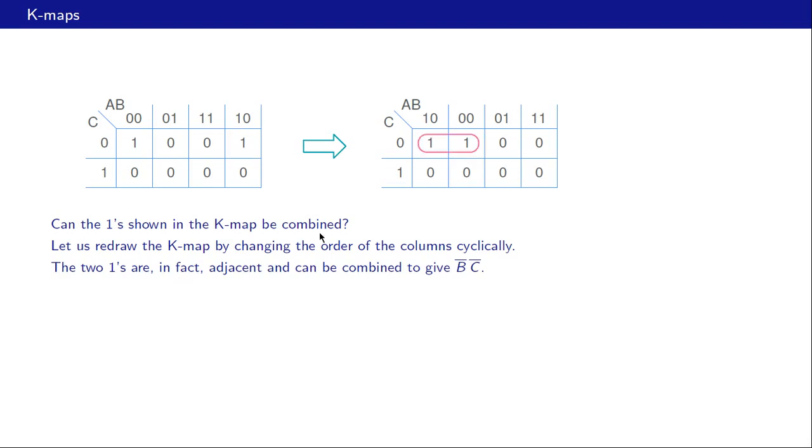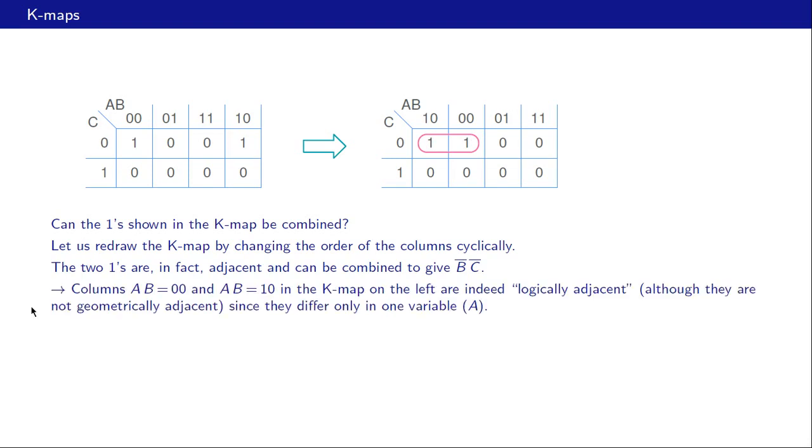And what is the term that corresponds to this rectangle? That is easy to figure out. We know that that product term is 1 if B is 0 and if C is 0. And it is independent of A because A is 1 here and A is 0 here. So that term must be B bar C bar. In other words, columns AB equal to 0 0 and AB equal to 1 0 in the K map on the left are indeed logically adjacent. So these two columns 0 0 and 1 0 are logically adjacent.